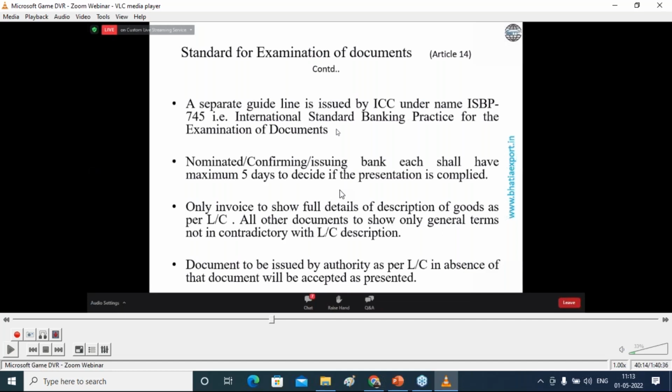Whatever invoice description you want to make, meaning in the contract whatever description of the goods or the services you want to make, the same description you mention in the LC, and insist that it has to be complete. Otherwise, sometimes discrepancy happens.